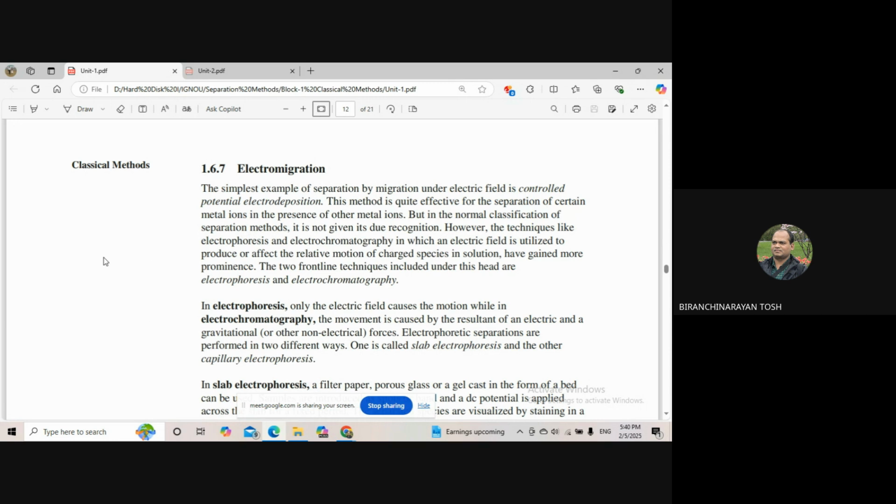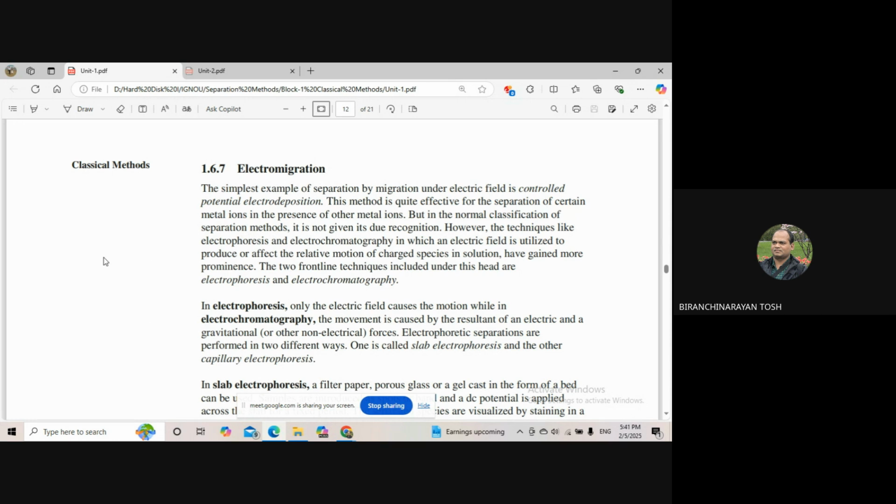However, techniques like electrophoresis and electrochromatography, in which an electric field is utilized to produce or affect the relative motion of the charged species in the solution, are classified in this category, that is electromigration. The two frontline techniques under this header are electrophoresis and electrochromatography. In electrophoresis, only the electric field causes the motion, while in electrochromatography, the movement is caused by the resultant of an electric and a gravitational force.